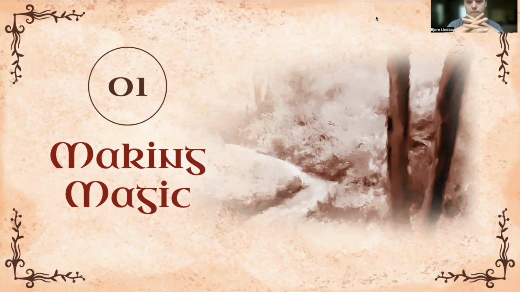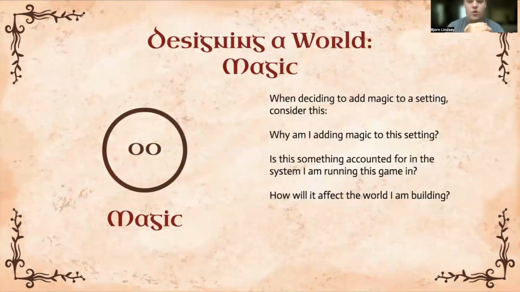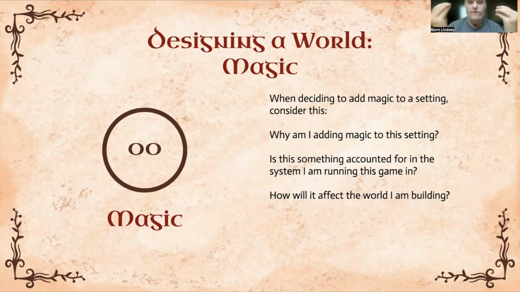We're going to be talking about making magic today. So, the first thing I do when I'm designing a world is I make the magic system because it affects everything else about the world. So, when you decide to add magic to a setting, consider these few things.